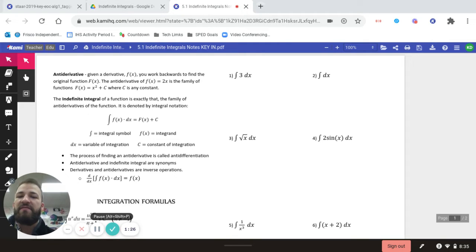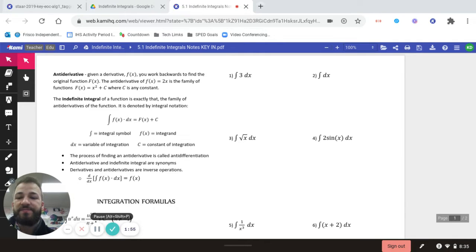And the reason why we say the family is because depending on what that constant is, that function could change drastically. It could shift up and down across my graph, depending on what that constant actually is. And so the indefinite integral of a function is exactly that, the family of antiderivatives of the function. So the indefinite integral is the same as antidifferentiation. They're just interchangeable.